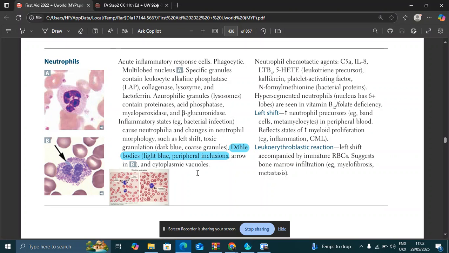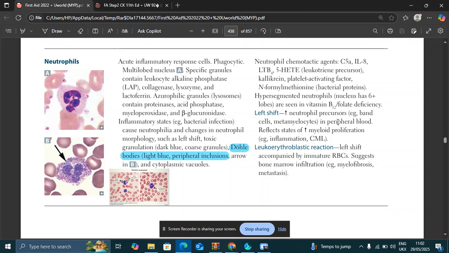So during the time of inflammation you will see neutrophilia, you will see a change in neutrophil morphology, and you will see left shift. Now what is left shift? Here, this is left shift. What is left shift? Increase in neutrophil precursors. Okay, precursors mean you will see band cells and you will see metamyelocytes. So neutrophil undergoes certain processes to become adult neutrophil. Whenever there is an inflammatory state, you will see the left shift, you will see the neutrophil precursors.